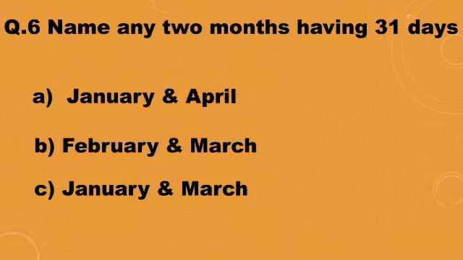Question number 6. Name any 2 months having 31 days. You have to write any 2 months which have 31 days. First option is January and April, second option February and March, third option January and March. So what will be your answer? Give the answer in my comment section.